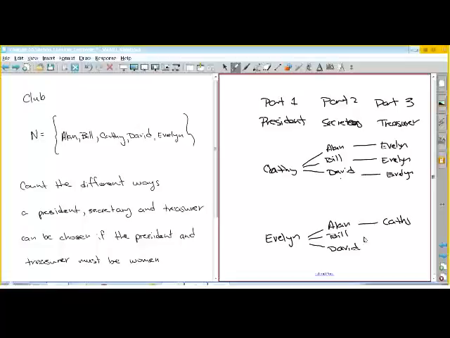David. And then we have Kathy. And so if I list all these out, I can get there's 6. There's 6 different ways of choosing a president, a secretary, and treasurer if the president and the treasurer must be women. And the choices are Kathy, Alan, Evelyn; Kathy, Bill, Evelyn; Kathy, David, Evelyn; Alan, Kathy, Evelyn; Bill, Kathy, and Evelyn; David, Evelyn, Kathy. So the answer is 6. I'm just counting. I've listed everybody. I've counted them. I give the answer.